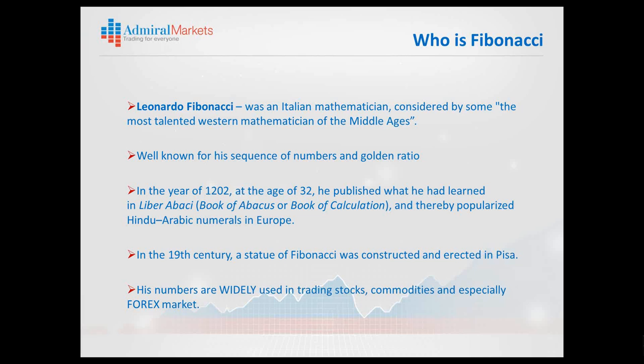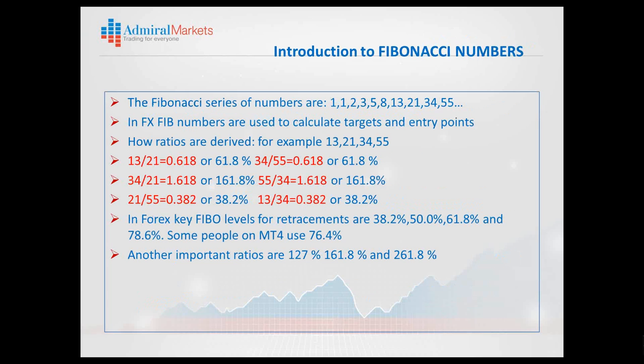Just a few things about him: in the year 1202, at the age of 32, he published what he had learned in Liber Abaci, and he popularized Hindu-Arabic numerals in Europe, if you didn't know that already. In the 19th century, a statue of Fibonacci was erected in Pisa in Italy, and of course his numbers are widely used in trading stocks, commodities, and especially the Forex market. Fibonacci numbers are very easy to know, and they are used extensively to calculate targets for entry points.